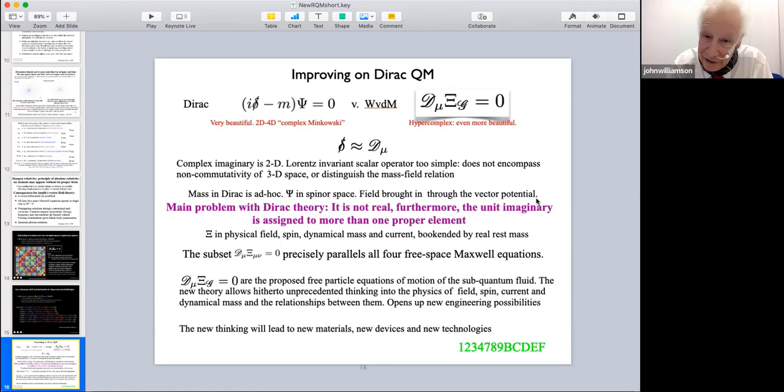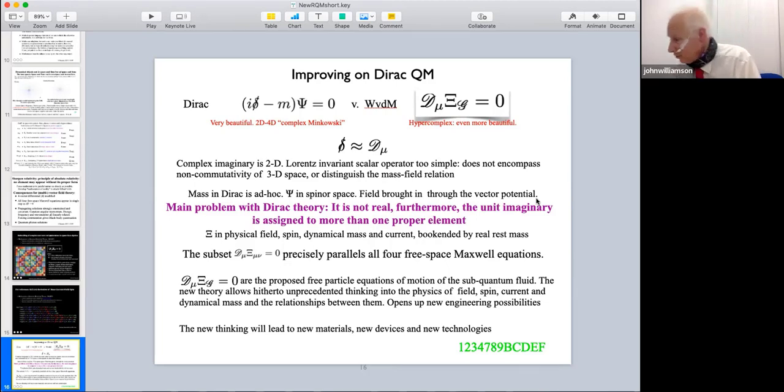And the main problem with the Dirac theory is that it isn't real. And also, the other problem that Dirac had is he used the unit imaginary in more than one way. So he set things to the unit imaginary that really should be a vector, like x, and he set other things that should really be a trivector, like angular momentum in the x direction. And then he made them equal because he was using the same symbol. Oops.